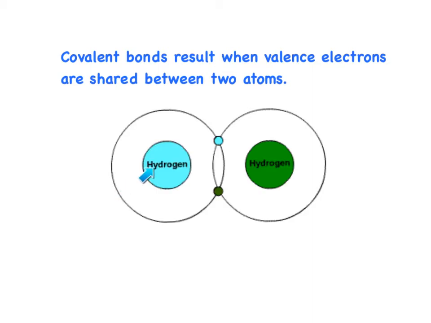So here we have this hydrogen atom, and it has one valence electron, and then we have this hydrogen atom, and it has one valence electron, and they both have a 1s orbital, which they would like to have full with two electrons in it. And so they come together and let those orbitals overlap, and share the two electrons, and now each of them has a pair of electrons.